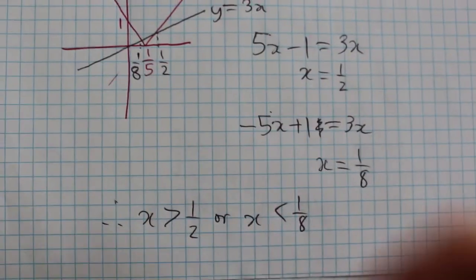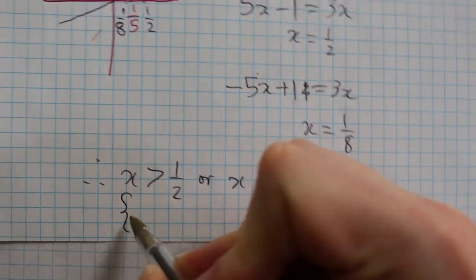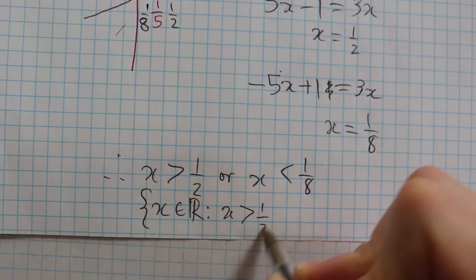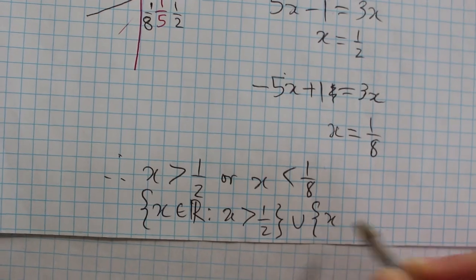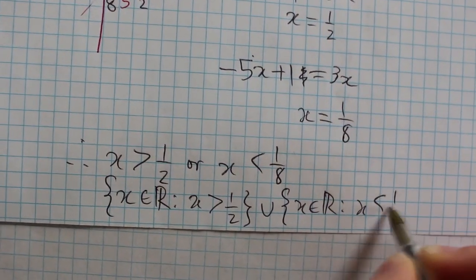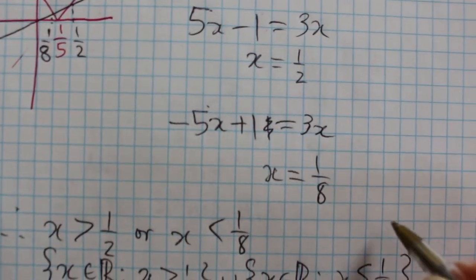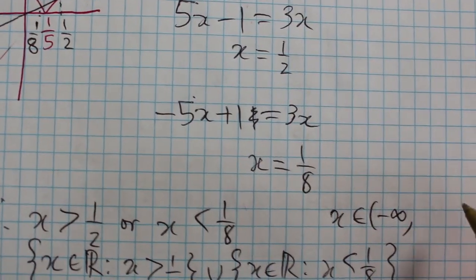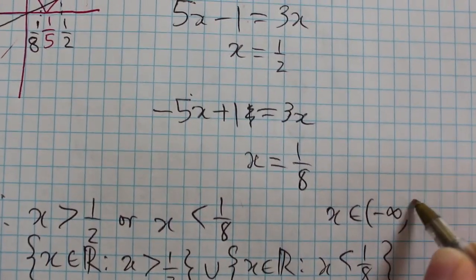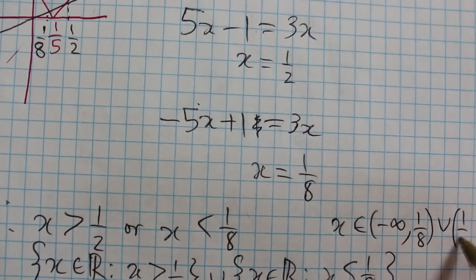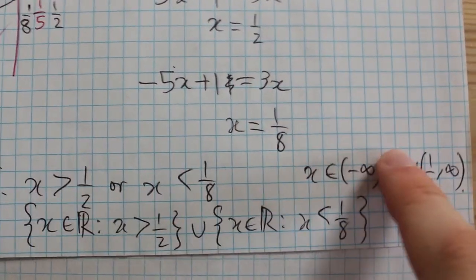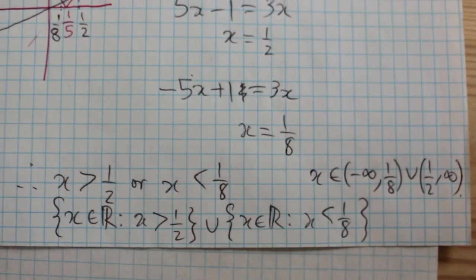And we can write that in set notation if we really want. It's the set of x in the real numbers such that x is greater than a half, union the set of x in the real numbers such that x is less than 1/8. Or even nicer, you can also write it in interval notation. We have x belongs to minus infinity, comma, 1/8, union a half, comma, infinity. So either of these two are what you'd have to give if you write it in set notation.